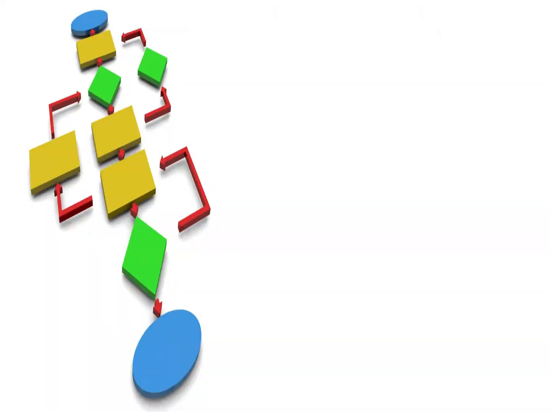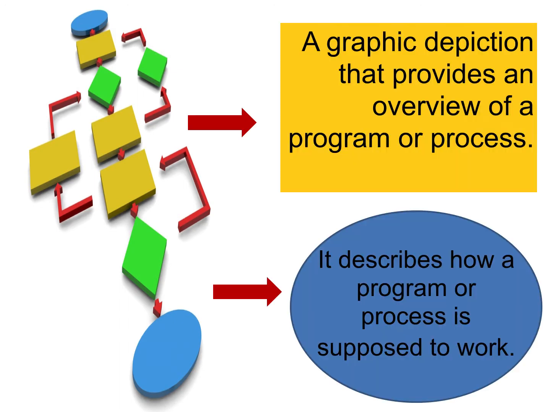So given that everyday example, what do you think logic models are? Simply put, a logic model is a graphic depiction that provides an overview of a program or process. It describes how a program or process is supposed to work, with the key word there being supposed to work.